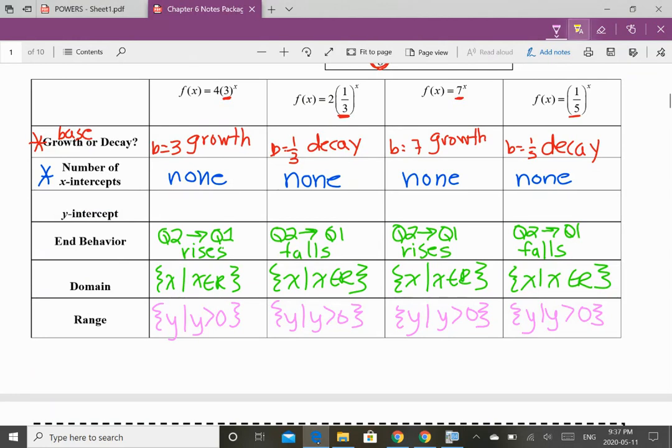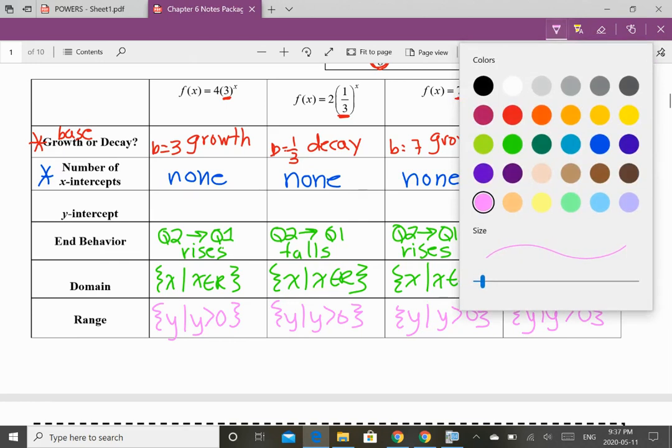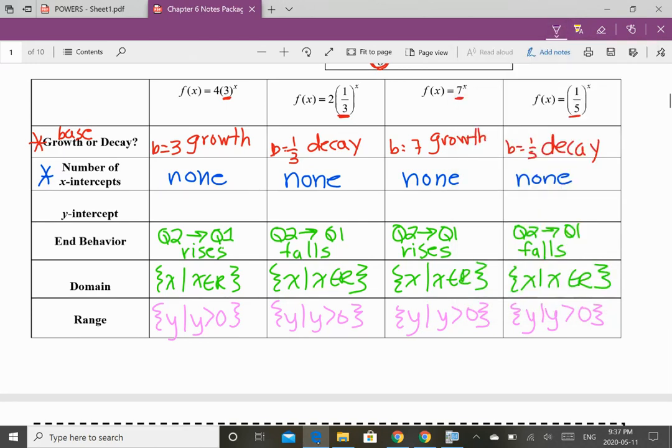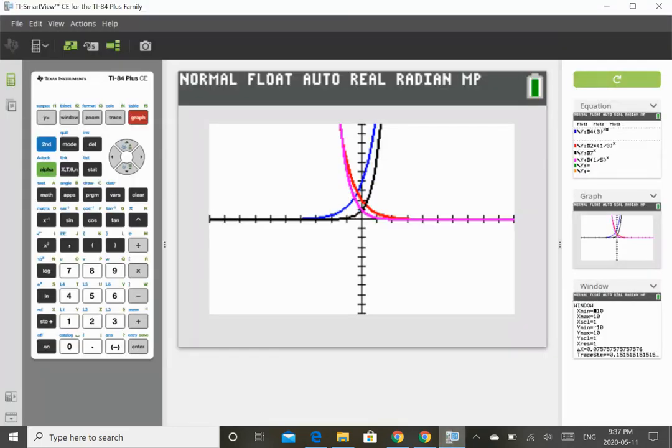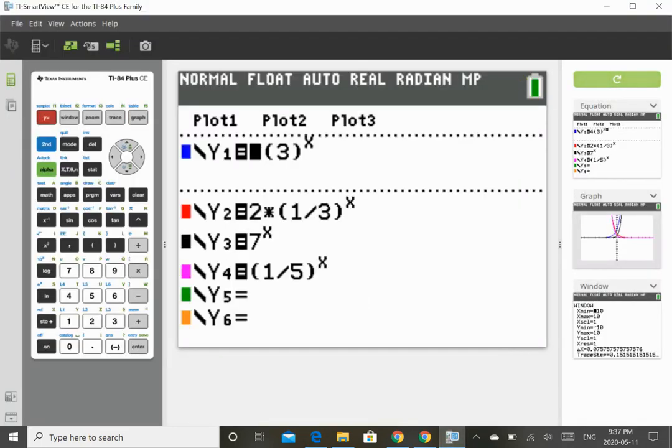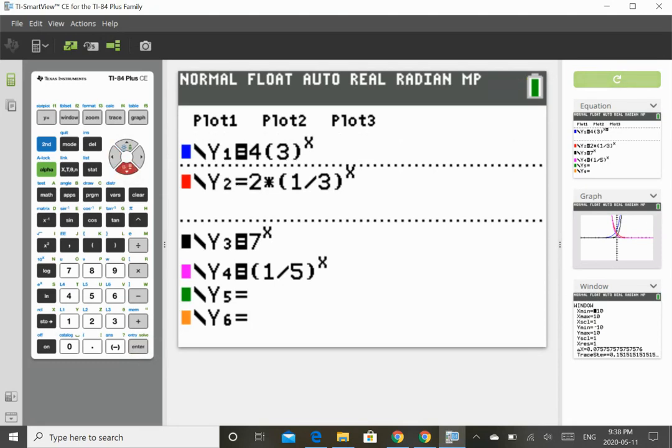Let's do the last one. And the last one is going to be our y-intercept. And let's look at each of our graphs separately. So I'm just going to graph these one at a time. I'm going to start with the first one.